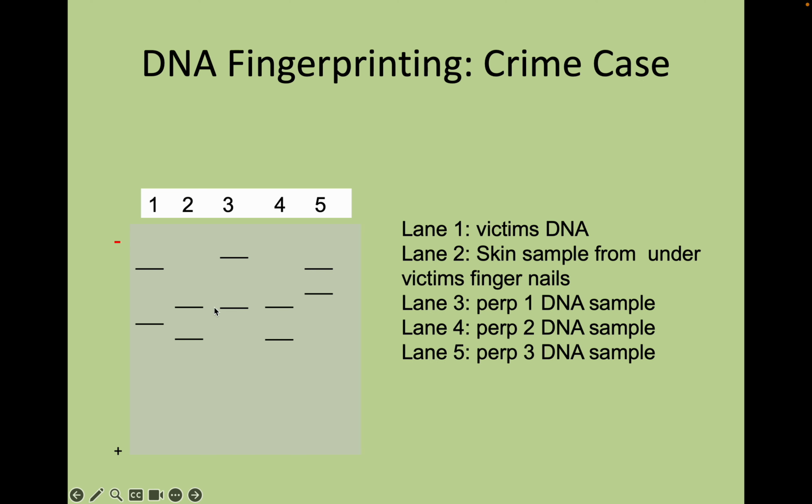So perp 1 has a similar allele here, a similar fragment, but this one way up here is absent, and this one down here is absent, so it can't be number 3. Suspect number 2, however, shares this band and also this one. So suspect number 2 is a match for the DNA found under the victim's fingernails. And suspect number 5 doesn't match the sample from under the victim's fingernails at all. So 4 looks like a pretty good match for this one.